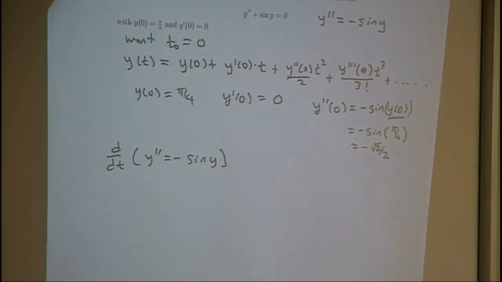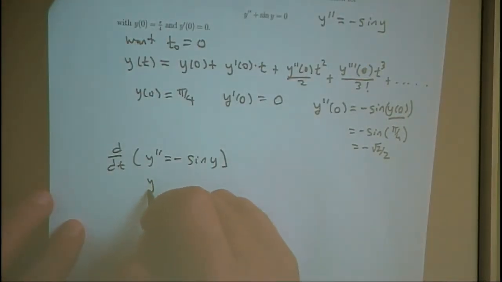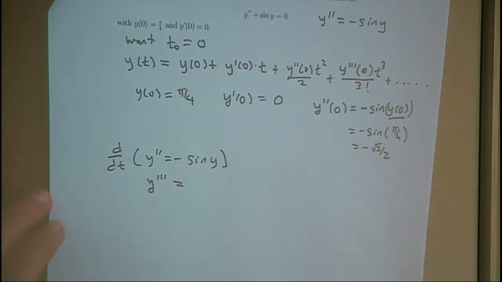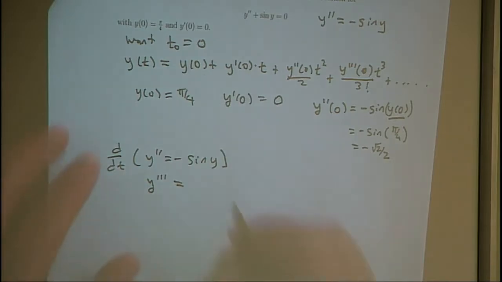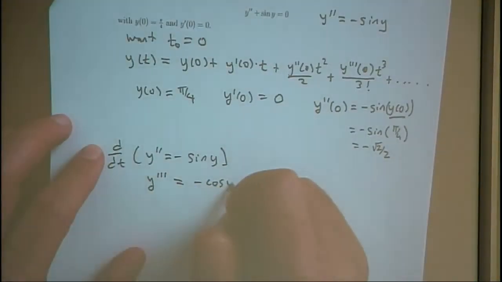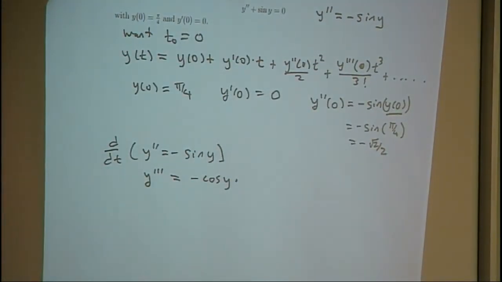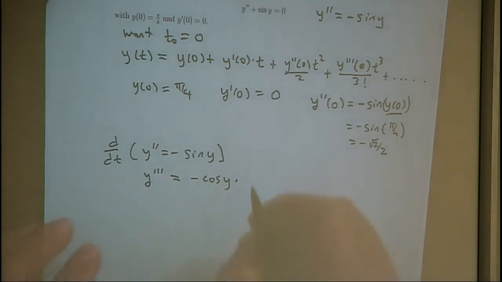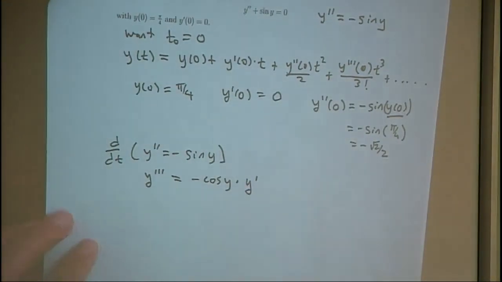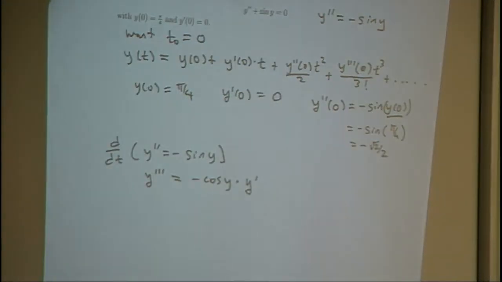On the left, of course, I get y triple prime. That's what I'm looking for. And on the right, I have to be careful because I'm taking a derivative with respect to t. So the derivative of sine, yes, it's cosine, so it's minus the cosine of y. But I actually have a hidden chain rule or implicit differentiation, a dy/dt there, or a y prime. So that's actually the third derivative for all t.